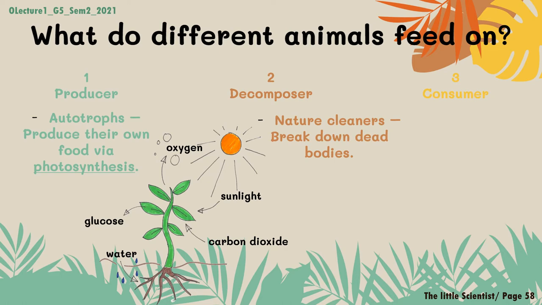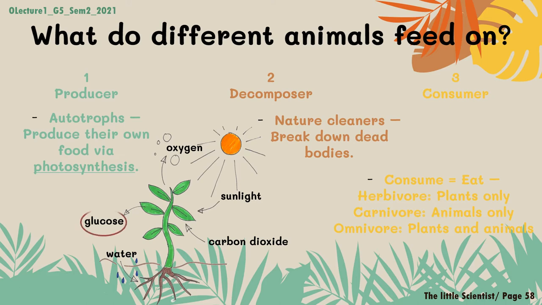Consumers are the third type of organisms. Consumers consume their food, eat their food, and there are three different types of consumers: herbivorous animals that feed on plants only, carnivorous animals that feed on animals only, omnivorous animals feed on plants and animals.